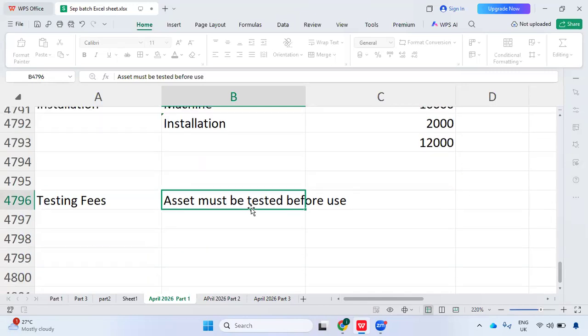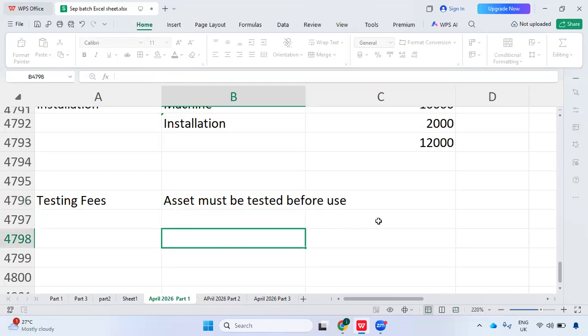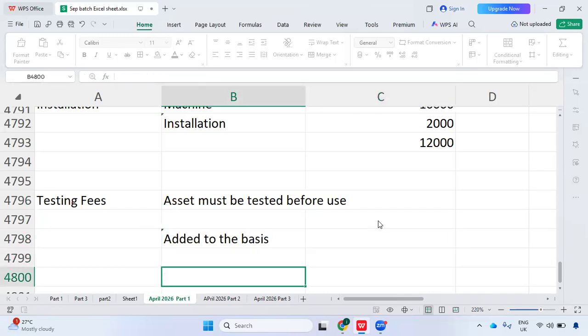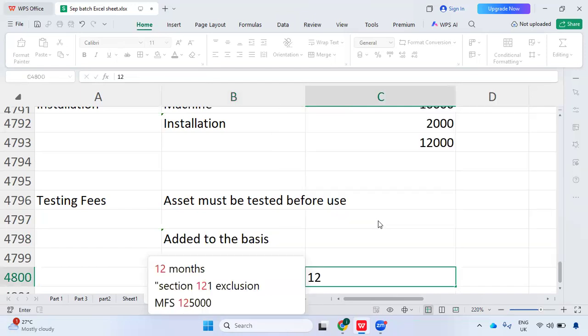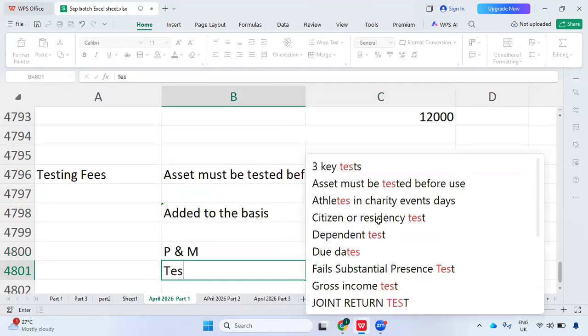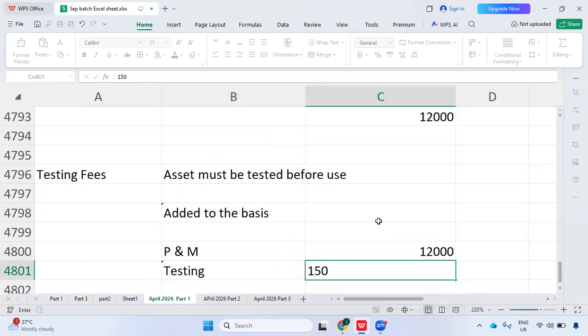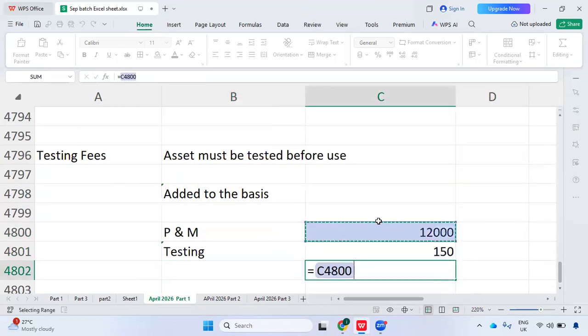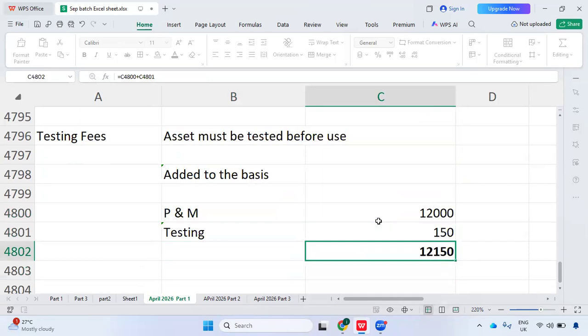So for the testing fee, have we used the property? No, right? After testing only will we use the property. We haven't actually used the property, but still we need to pay some testing fees, and those also will be added to the basis. Let's say there is a planter machinery with a purchase price of $12,000, and for testing we paid around $150. So the basis will be 12,000 plus 150, which is $12,150.